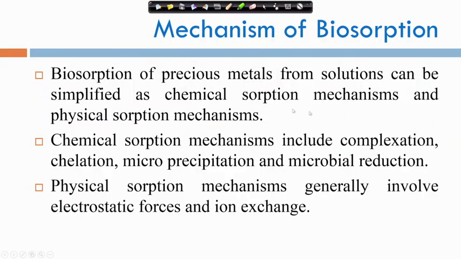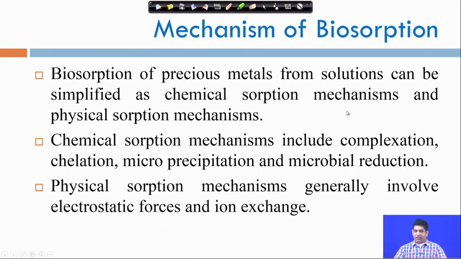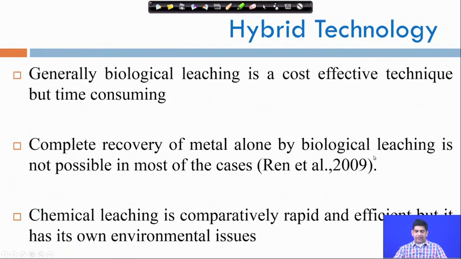So, mechanism, as I was trying to explain, you get simplified as chemical sorption mechanism. Chemical sorption, you have the complexation, chelation, microprecipitation, microbial reduction. Physical sorption means generally electrostatic force and ion exchange, which we talked about. So, biosorption can be a chemical sorption mechanism as well as physical, could be a combination. It is a kind of a hybrid.